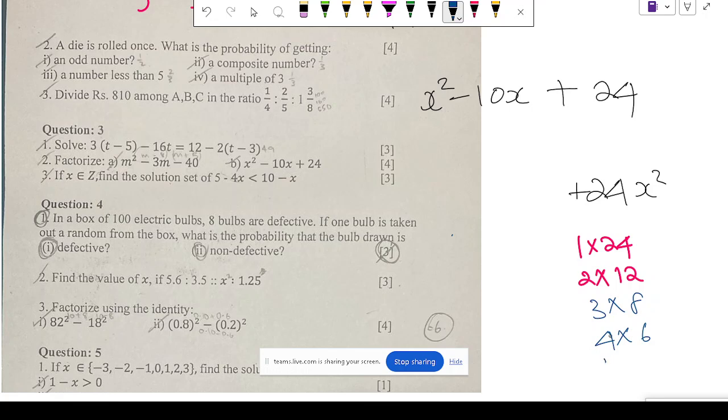That's all, sir. Other things are repeated, right? 6 gets repeated, 8 gets repeated. Yes, sir. Which combination gives you 10? When you add and subtract out of these 4, which combination gives 10? 4 into 6, sir. Okay.